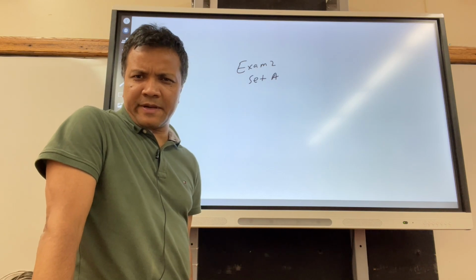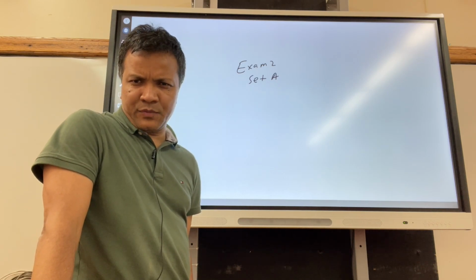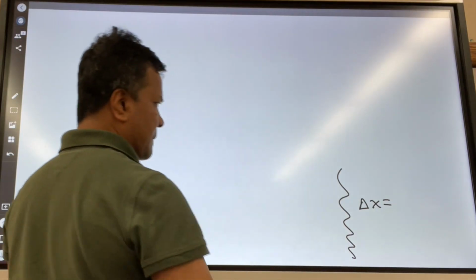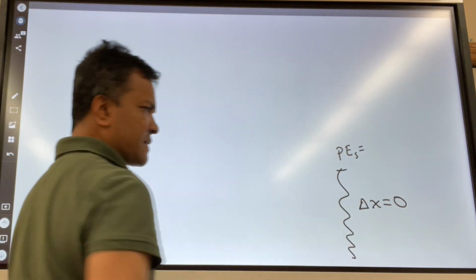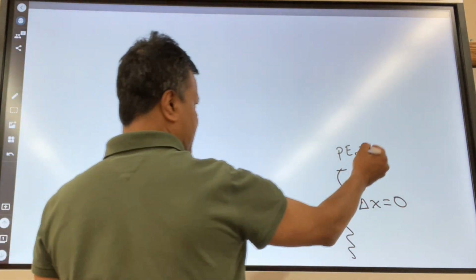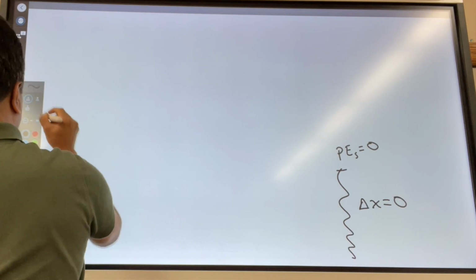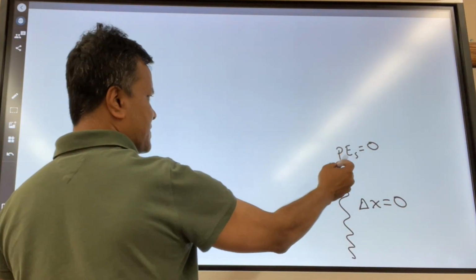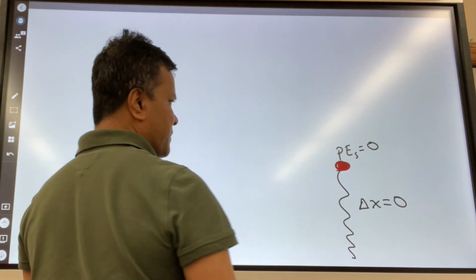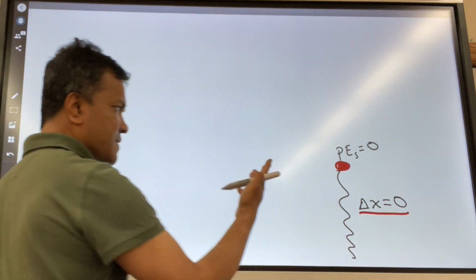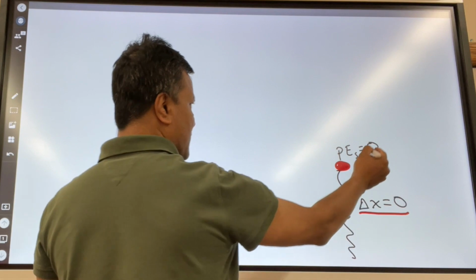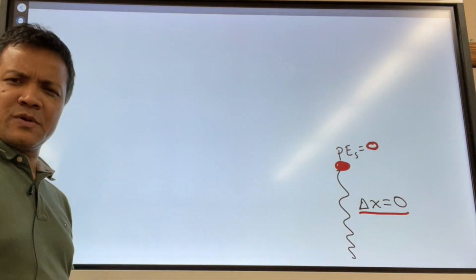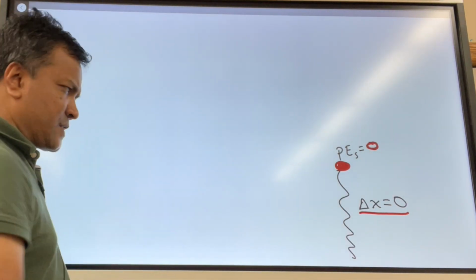In this video I'm going to go over exam number 2, set A. So let's get it started. The change of displacement is 0. What would be the potential energy of a spring? 0. Even if you put a ball on the top, what would be the potential energy on this ball if the displacement is 0? So the potential energy of this ball is of course 0. You have to have some displacement to have the potential energy.